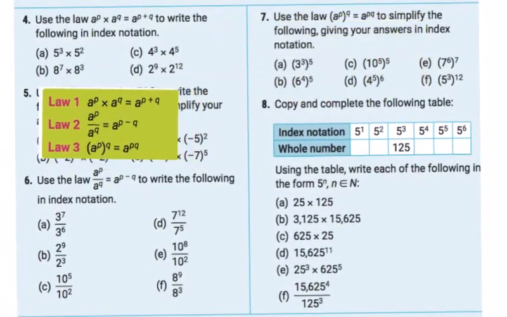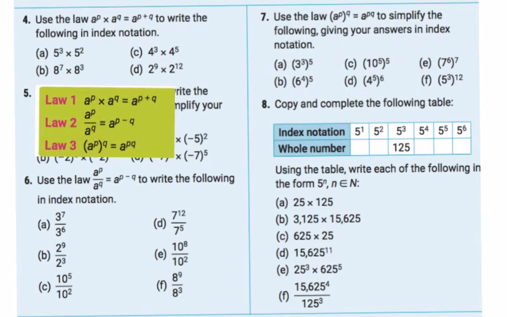Now, law 1, 2, and 3. So now, if you know your rule, you just write your answer. 3 plus 2 gives 5. So we have 5 to the power of 5.